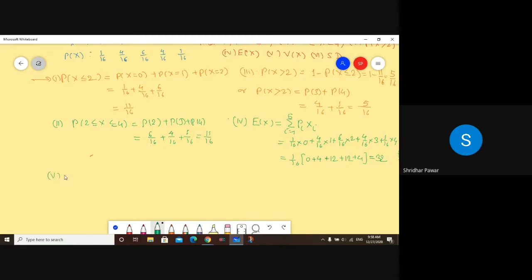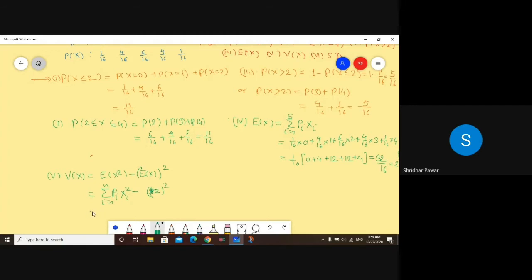Now see the next answer. Variance of x is equal to, what is the formula? Expectation of x square minus expectation of x bracket square. Now this is equal to, we know what is expectation of x. Now expectation of x square. So the formula is sigma pi xi square, i is equal to 1 to n, minus, you know the answer, 32 by 16. It is 2. So this is 2 square.